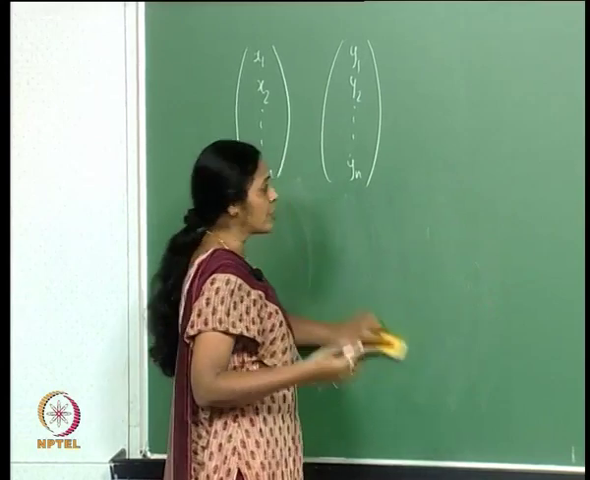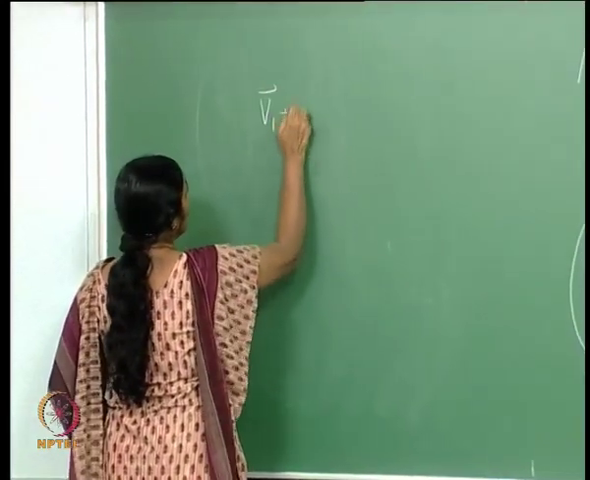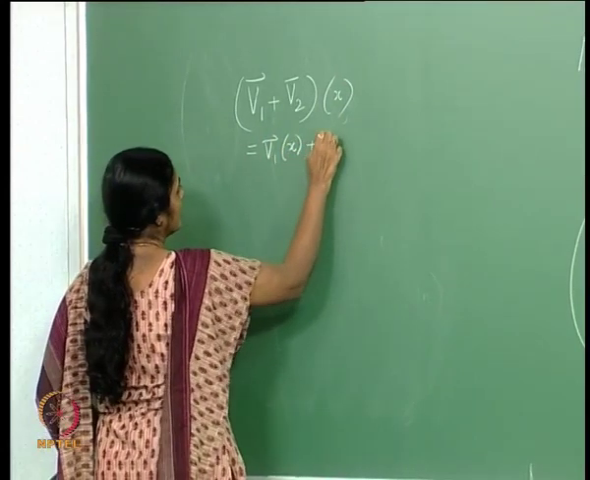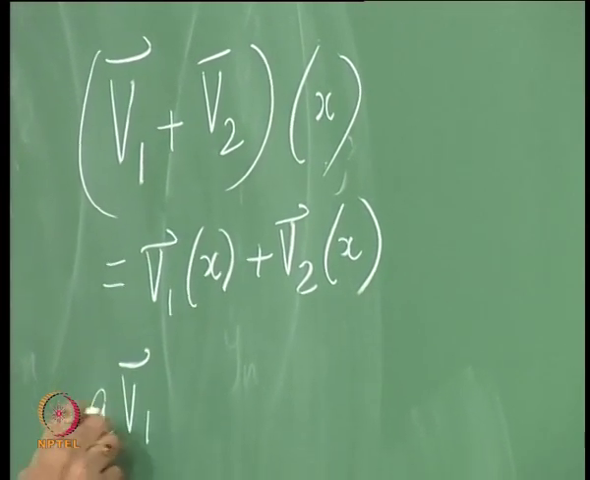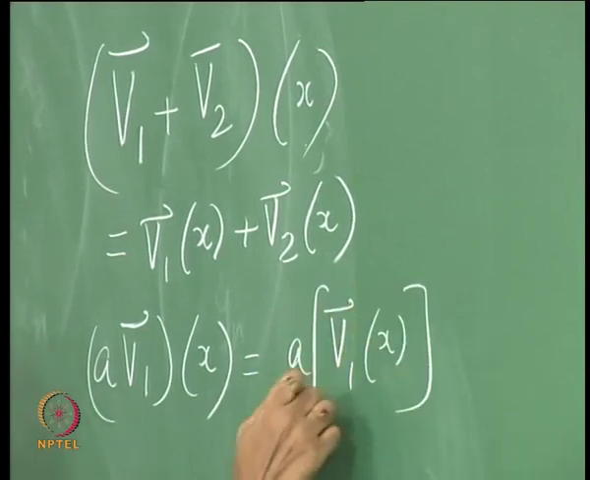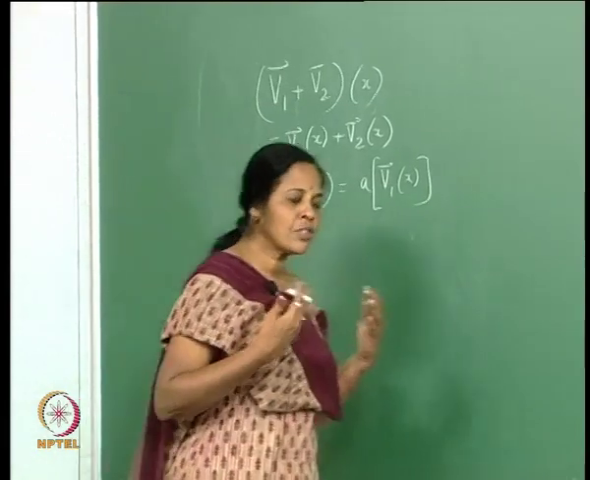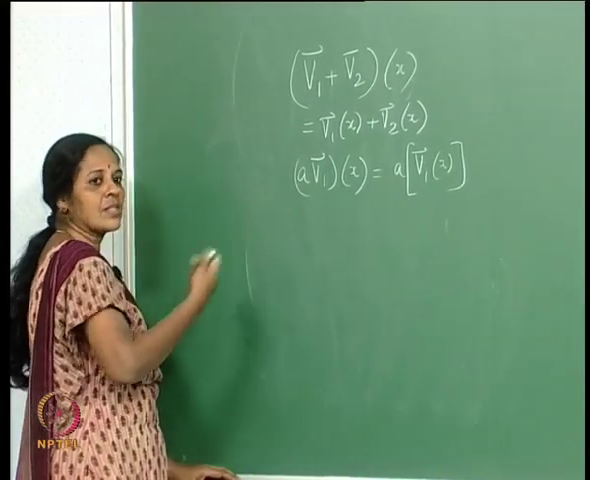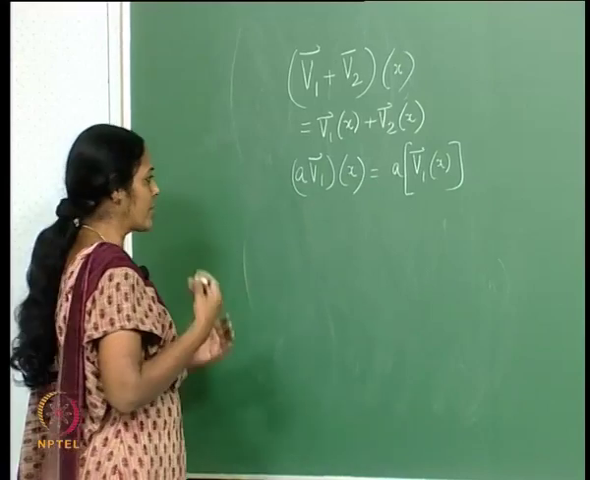In fact, I can think of function spaces. So, I want to define functions of x. Now, this is simply v1 of x plus v2 of x, where x is a real variable. And then, of course, if A is a scalar, and I wish to find this, that is the same as A times the function v1 of x. Now, given this, I can talk of function spaces as examples of linear vector spaces, where I can talk of the manner in which functions combine to produce new functions.